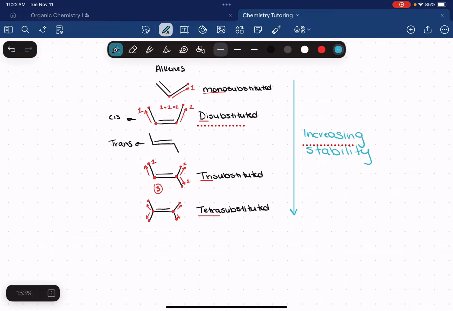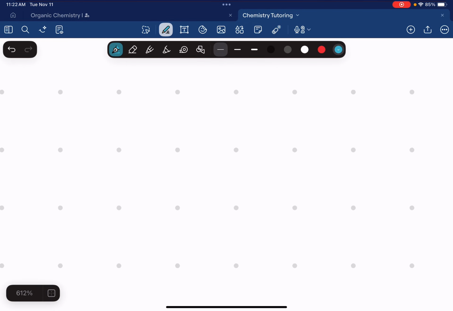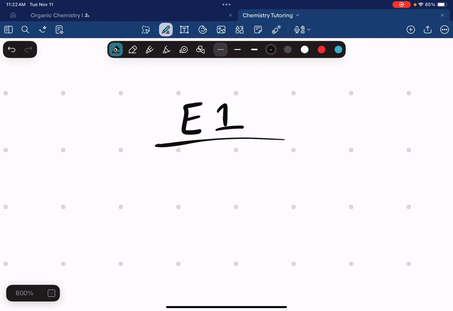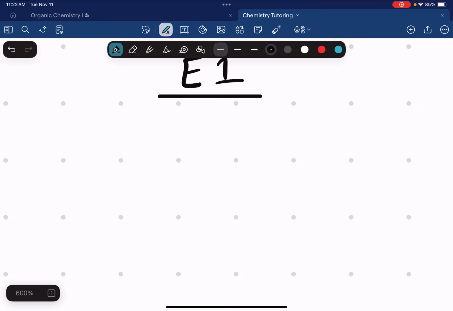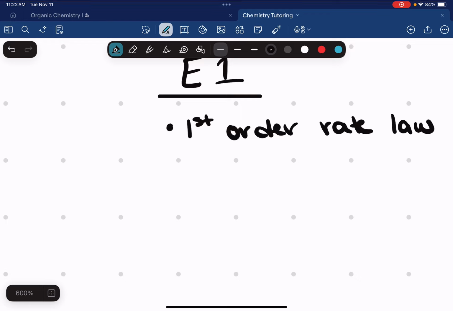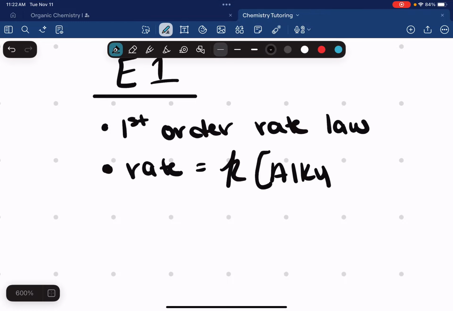Now we'll just get into our reactions. So we've got E1 and E2, just like we had SN1, SN2. So E1. Very similar to SN1. It's going to be a first order rate law, and the rate is just like an SN2. You got your rate constant, and then we only worry about the alkyl halide because it's going to be a multi-step reaction.